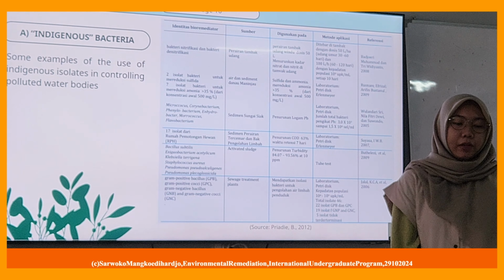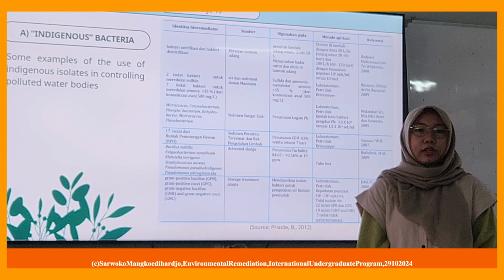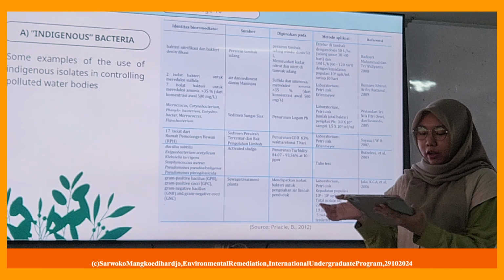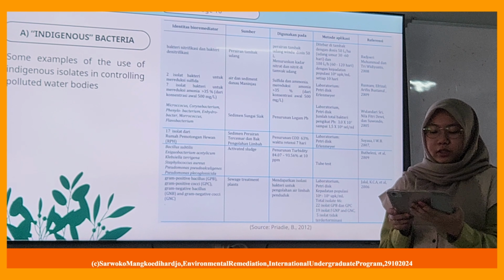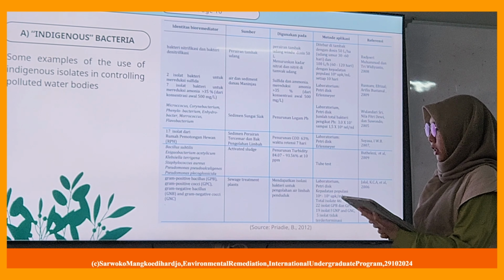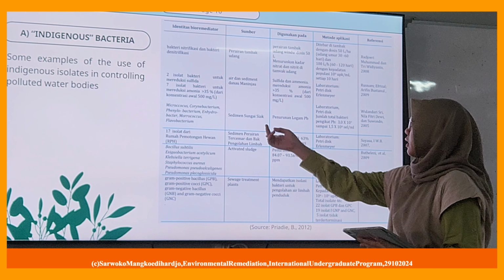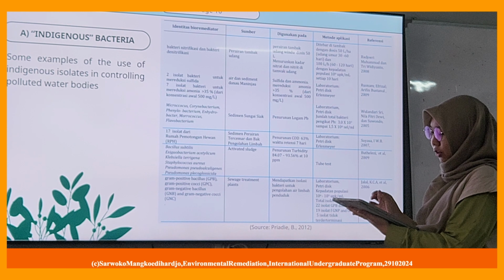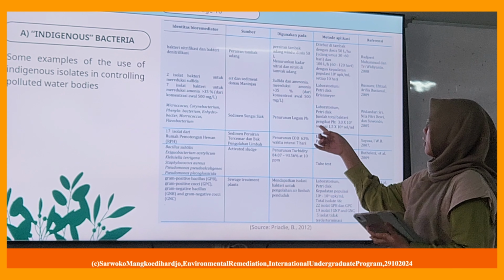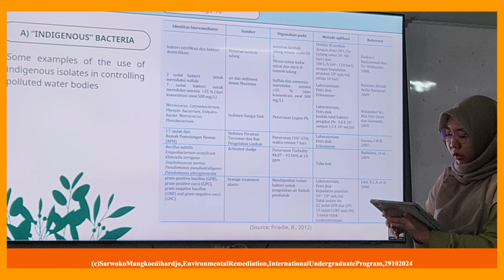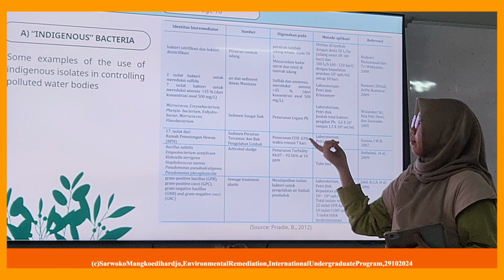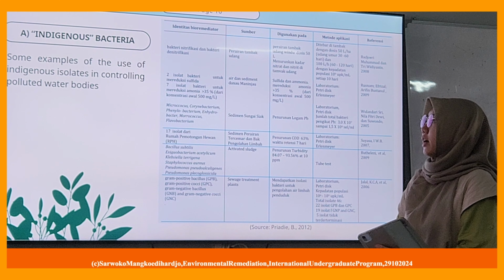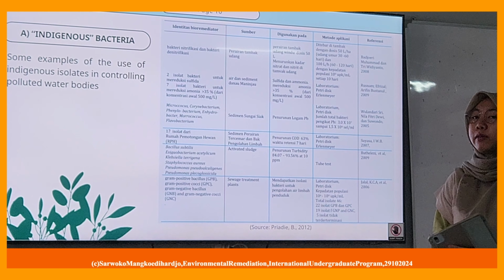This is some example of the use of indigenous isolates in controlling polluted water bodies. An example of the result of the isolation and selection of indigenous bacteria originating from the Siak River sludge consists of six isolates of bacteria that can reduce lead metal. The bacteria consist of Micrococcus, Bacterium, Phenylbacterium, Hydrobacter, Morococcus, and then Flavobacterium.